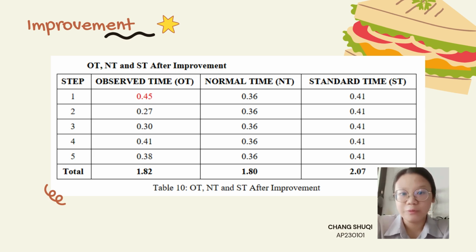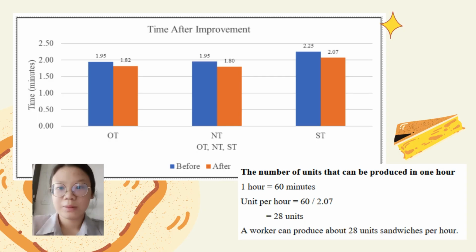After we make the improvement, which reduces the observed time to 0.45 minutes in Step 1, the total observed time will reduce to 1.82 minutes. After that, normal time and standard time need to be calculated again. The normal time will reduce to 0.36 minutes for each step, and the standard time will reduce to 0.41 minutes for each step. After that, we can see that the time after improvement has decreased.